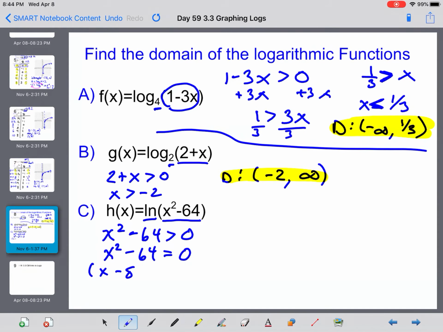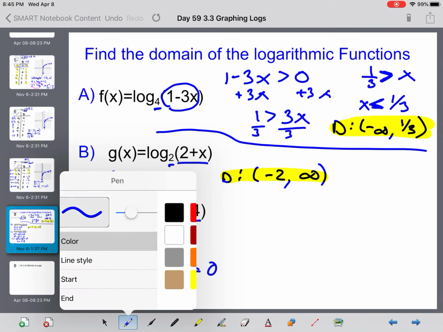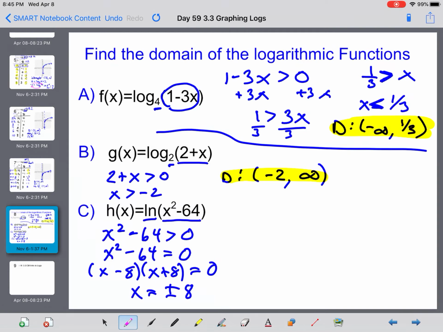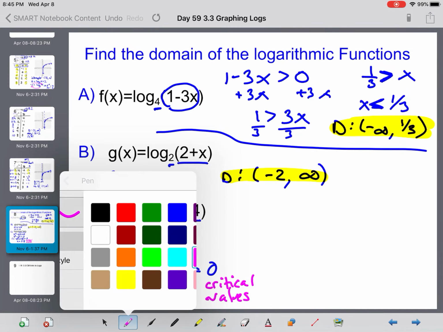You could solve this by factoring. You could solve this by adding 64 to the other side and using the square root method. Either way is going to generate these two values of +8 and -8. And again, I just want to introduce this vocabulary. These are called critical values.